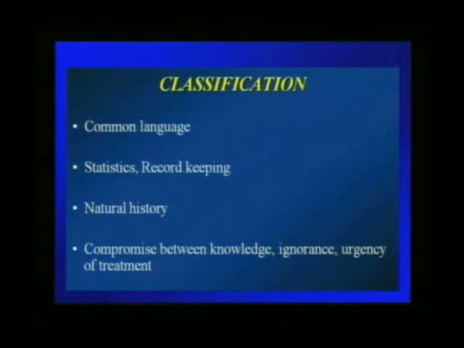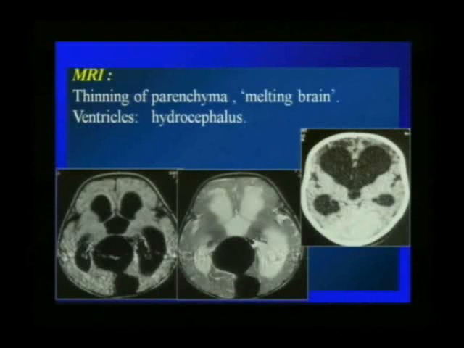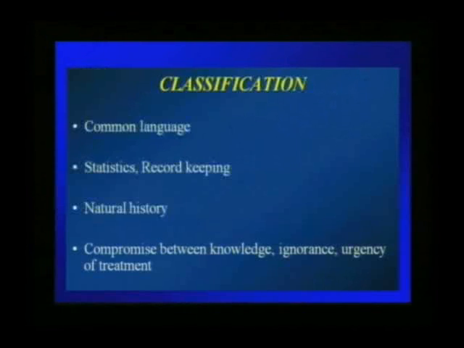MR is of course very good. It will give us all the information that we require before we treat these kids as far as the brain is concerned. We look at the ventricles, we look at the thinning parenchyma, we look at any changes which happen in the parenchyma, and of course we know if by treating the kid we are really going to help or it might be too late.